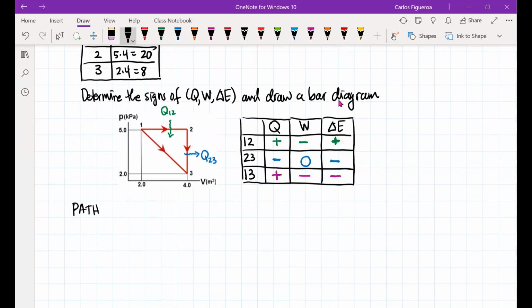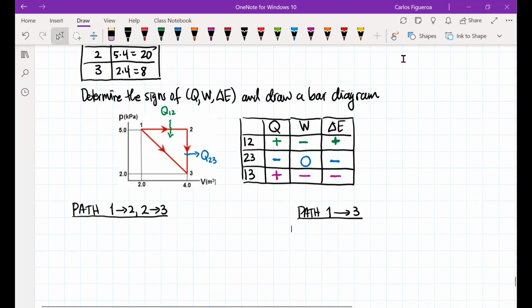It's going to go from 1 to 2, and then it's going to go from 2 to 3. And then over here, I'm going to have path 1 to 3. So let's set this up here.